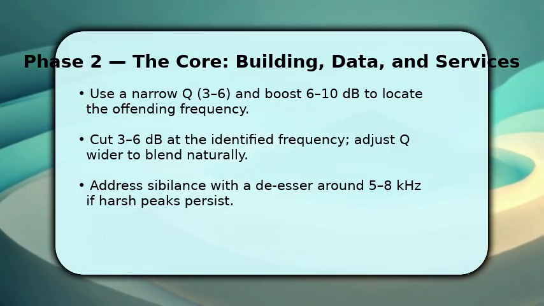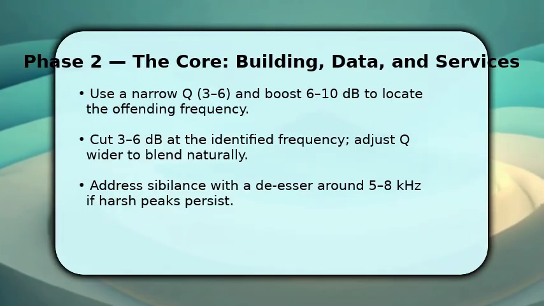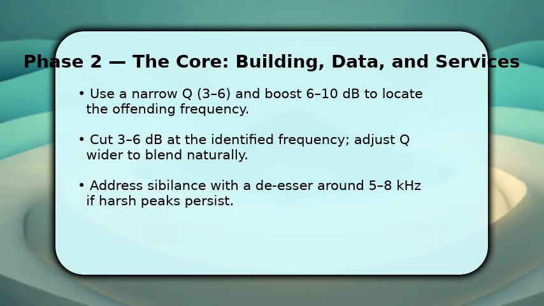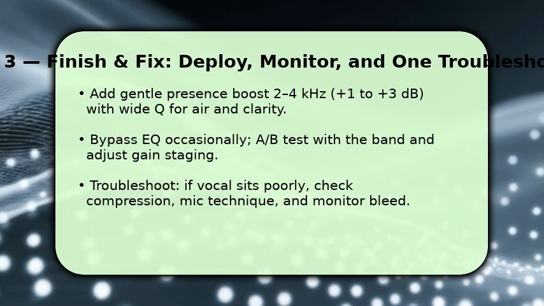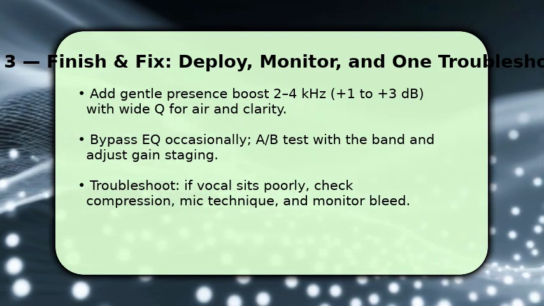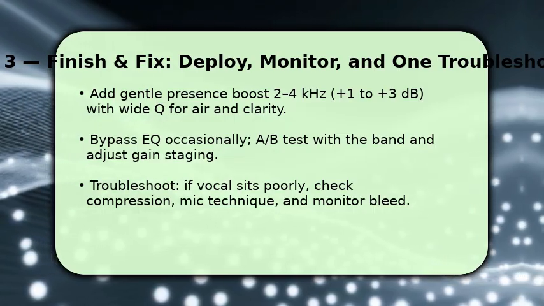If sibilance remains, engage a de-esser targeted at 5 to 8 kHz. Use dynamic control rather than static attenuation. You finish by adding a subtle presence boost between 2 and 4 kHz, about +1 to +3 dB with a wide Q to bring intelligibility forward.